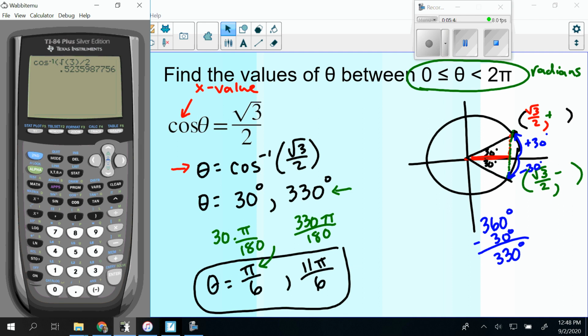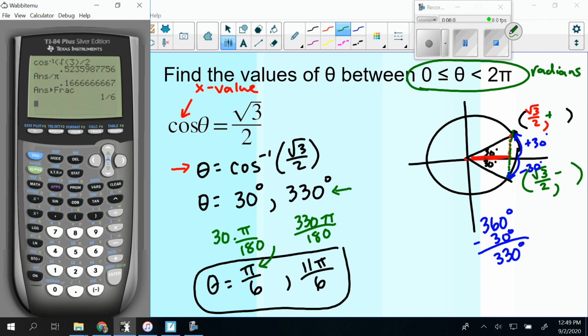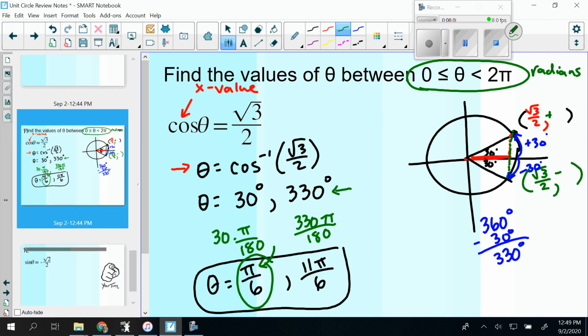So what you'd have to do on your calculator if you want this as a fraction then is to divide out that pi. So if I hit divide that answer divided by pi, now you see something. Okay, that fraction's looking a little bit better. I see what that is, a fraction of 1/6. And so if I put the pi back in there, what answer do I get? Pi over 6. And then you'd again have to figure out what that second angle would be from that.